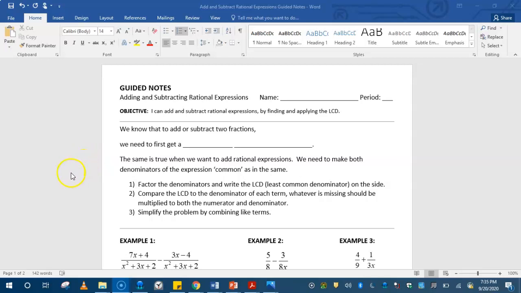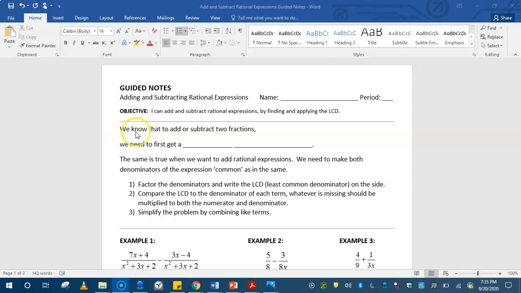Hey guys, we talked about dividing rational expressions. We've multiplied rational expressions, and now we're going to talk about adding and subtracting rational expressions. So, our goal and our objective for this lesson is that you can add and subtract rational expressions by finding and applying the least common denominator.